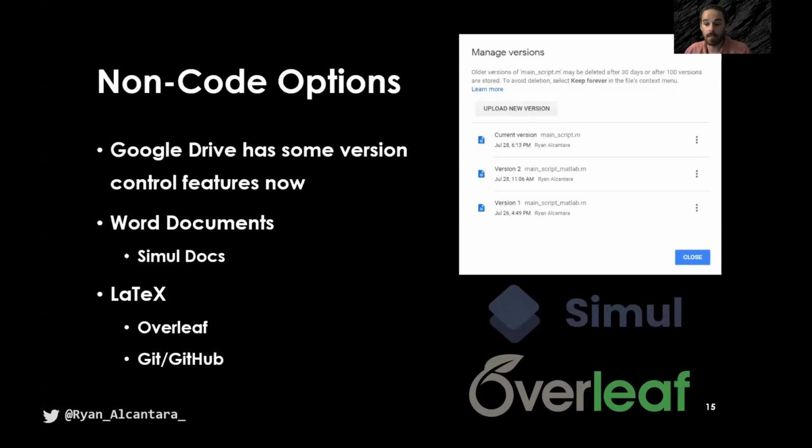If you use LaTeX, you can use GitHub. It's essentially code. It's a raw text file, but you can also use Overleaf, and that has some nice integration with their service as well, where it's versioning, or sometimes it'll be called like source management.